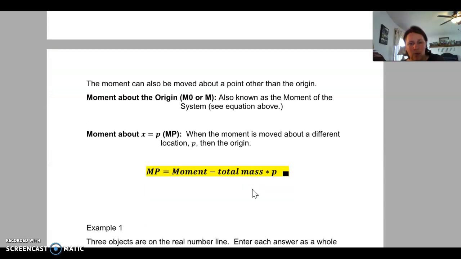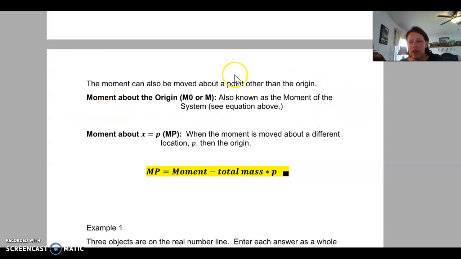Okay. One other thing that you will see in the homework, this is not in the OpenStax book, but it is in the homework. I had to do a little bit of research to figure it out, but I finally did. So the moment can also be moved about a point other than the origin. So when we are looking at a moment, that's always assuming that we are centering that around the origin. Because remember when we looked at the distance, we always took that distance from the origin. So we can also do that.